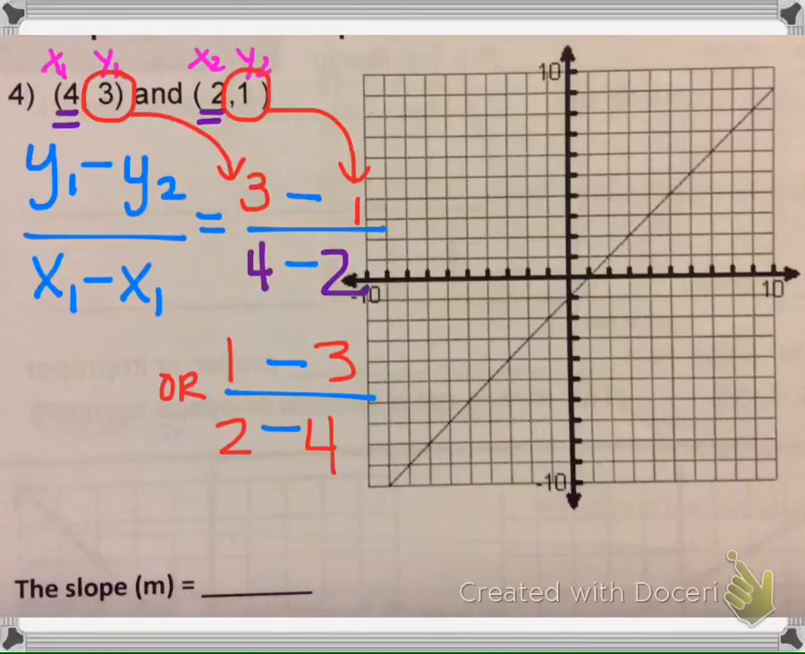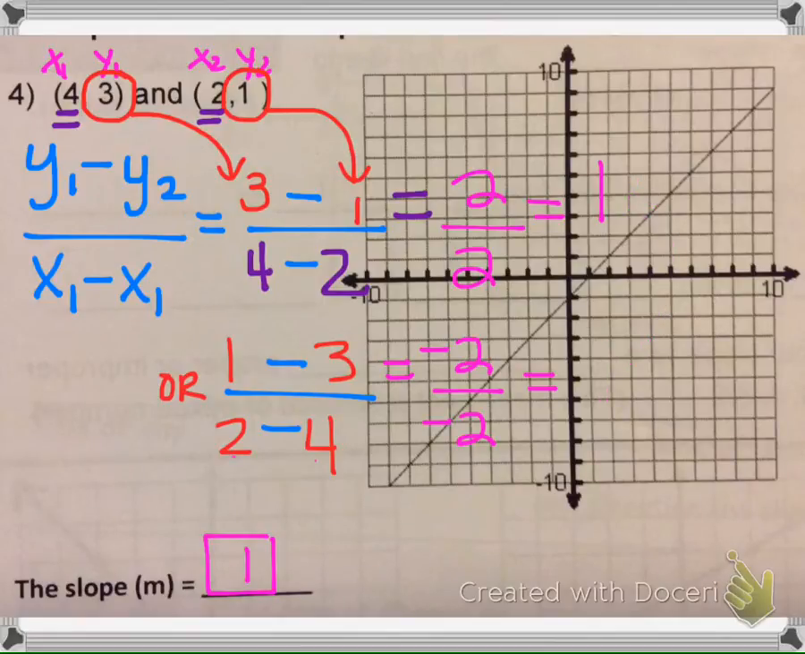Now all we need is basic subtraction. So 3 minus 1 is 2, and 4 minus 2 is 2, and 2 divided by 2 is just 1. So we get that the slope is 1. Now if we do this problem here, we get 1 minus 3 is negative 2. 2 minus 4 is negative 2. Well, guess what? Negative 2 divided by negative 2 is still 1. You get the same thing.